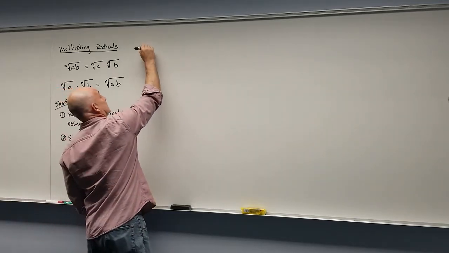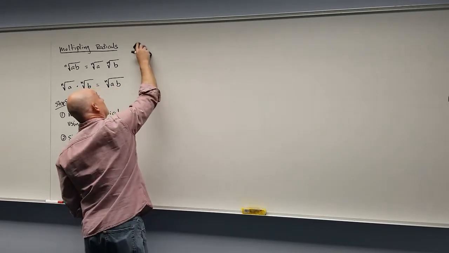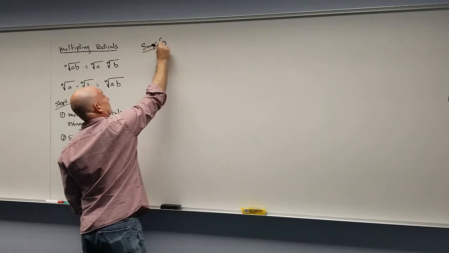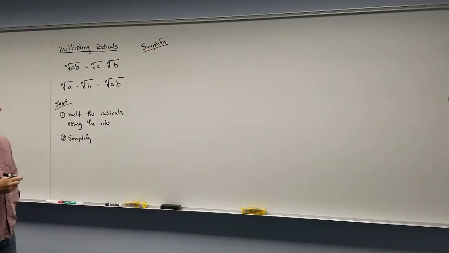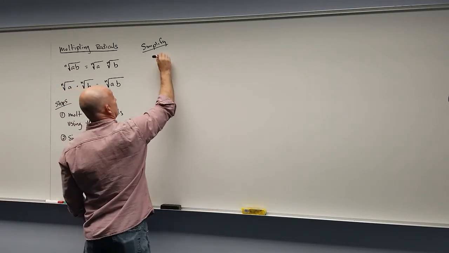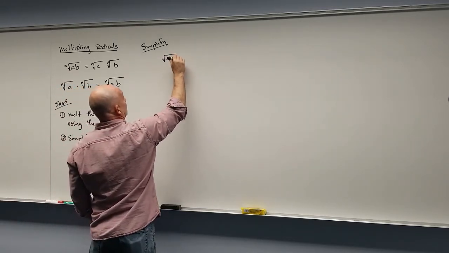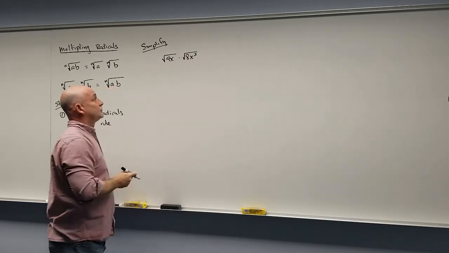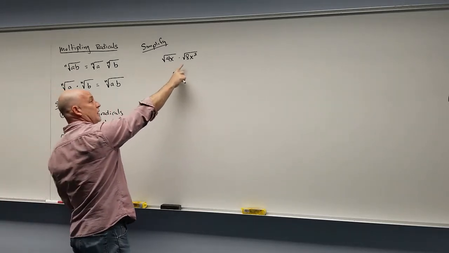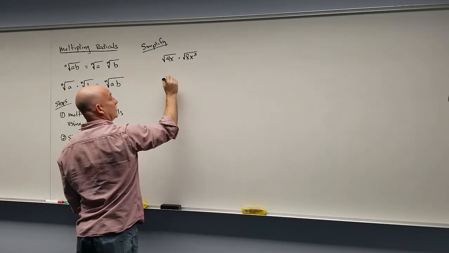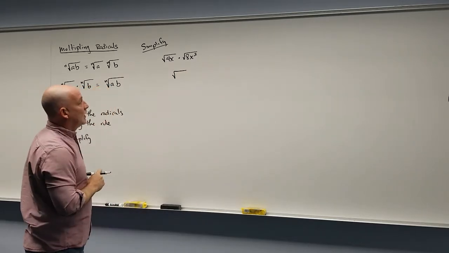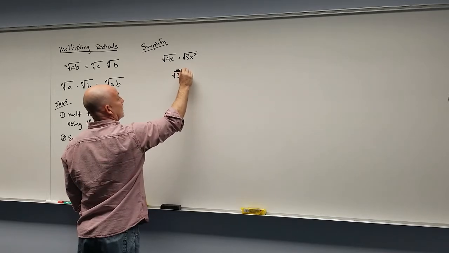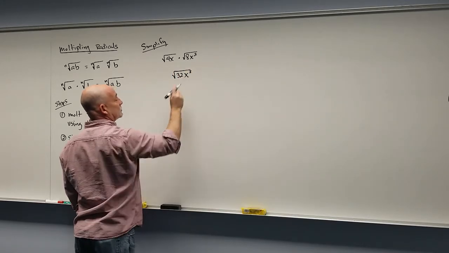So again, our directions here generally are just going to be simplify. If we're given an expression like this, let's say the square root of 4x times the square root of 8x squared, we can see they are both square roots and we are multiplying them together, which means we can just multiply underneath. So 4 times 8 gives us 32, and x times x squared gives us x cubed.